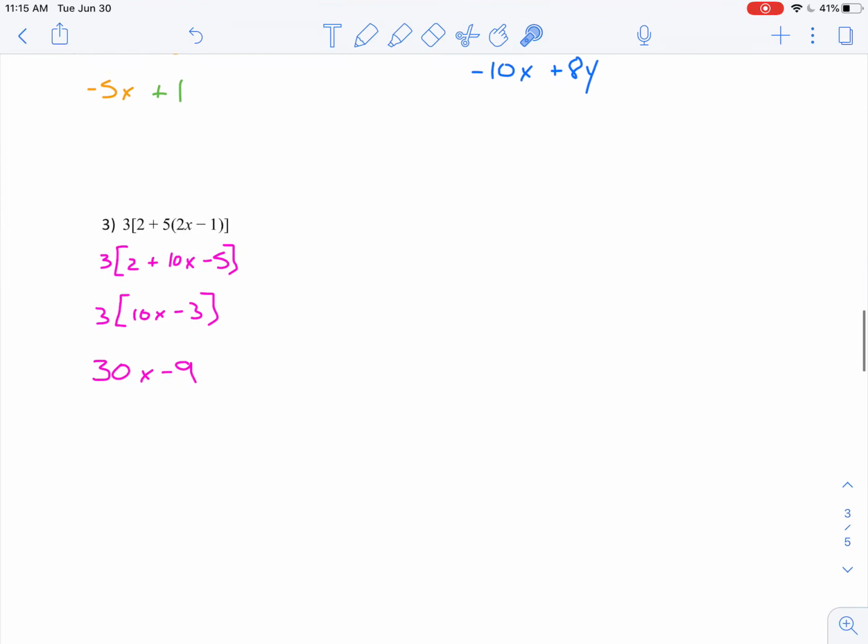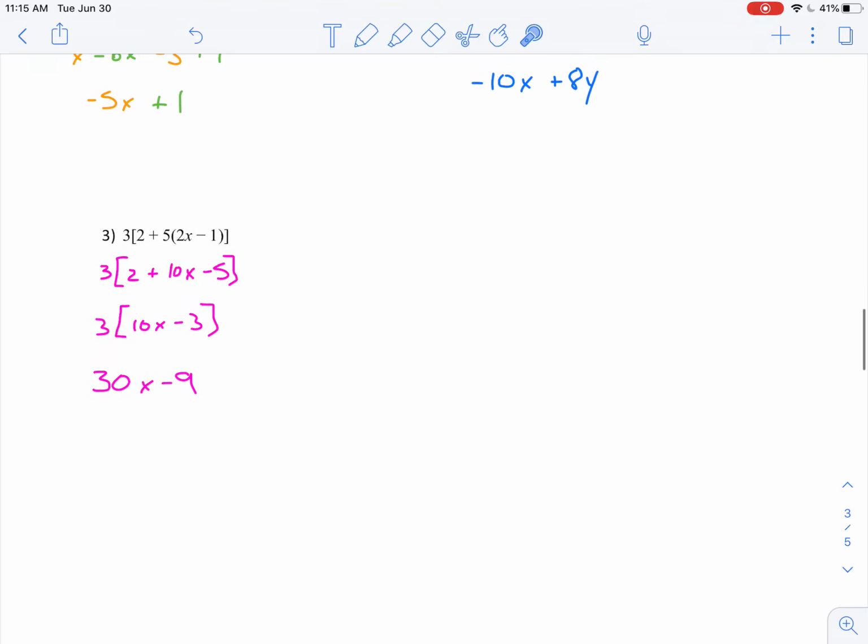Okay? And this one here, I have what looks to be a lot more complicated because I have a lot of brackets, but let's break it down and go through our order of operations first. So I'm going to leave the 3 here, and then in my brackets, 2 plus 5, but the 5 is multiplied by 2x minus 1. So I have to do that first. That's multiplication. So 5 times 2x and 5 times negative 1, I end up getting 10x and negative 5. So the bracket now changes to 2 plus 10x minus 5.